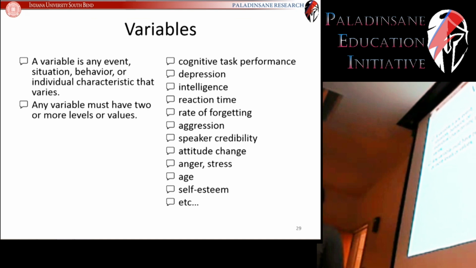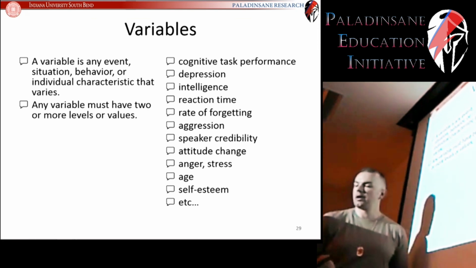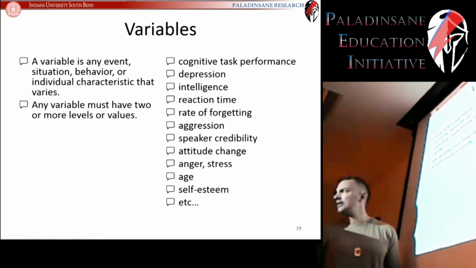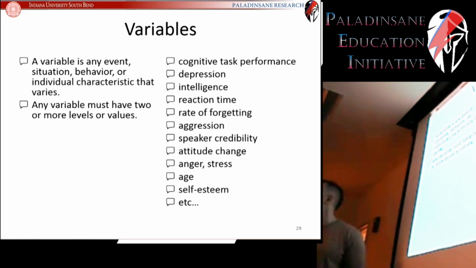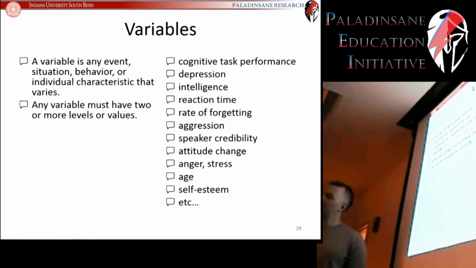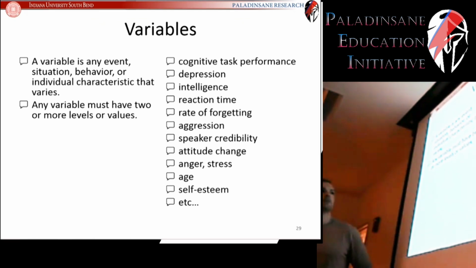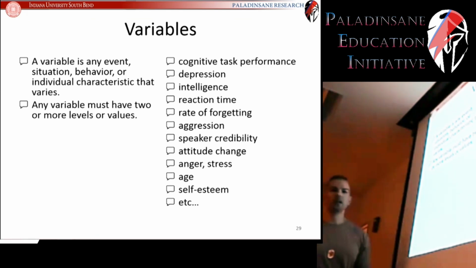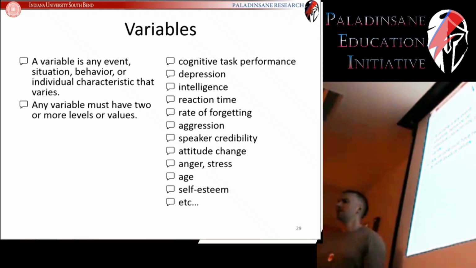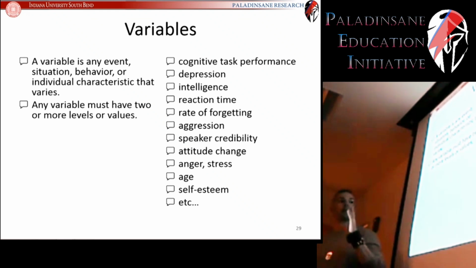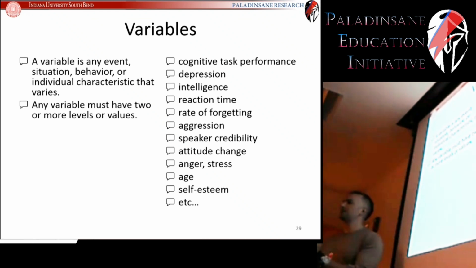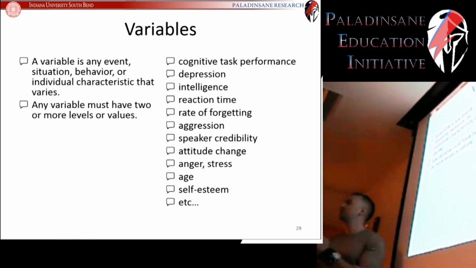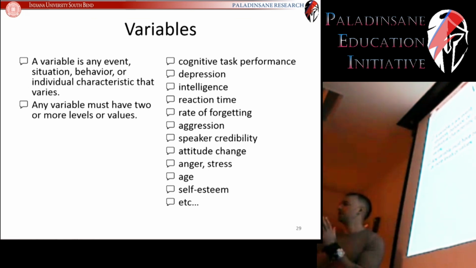Levels of intelligence, I mentioned that. IQ scores. Reaction times. So if you're a boxer or a goaltender in a professional sport, you have very quick reaction times. If you're not good at those skills, you have poor reaction times. Rates of forgetting, aggression, speaker credibility, attitude change, anger, stress, age, self-esteem. There's a ton of variables that we have in psychology. And importantly though, it needs to be something that can change. It needs to be something that can vary, at least between individuals.